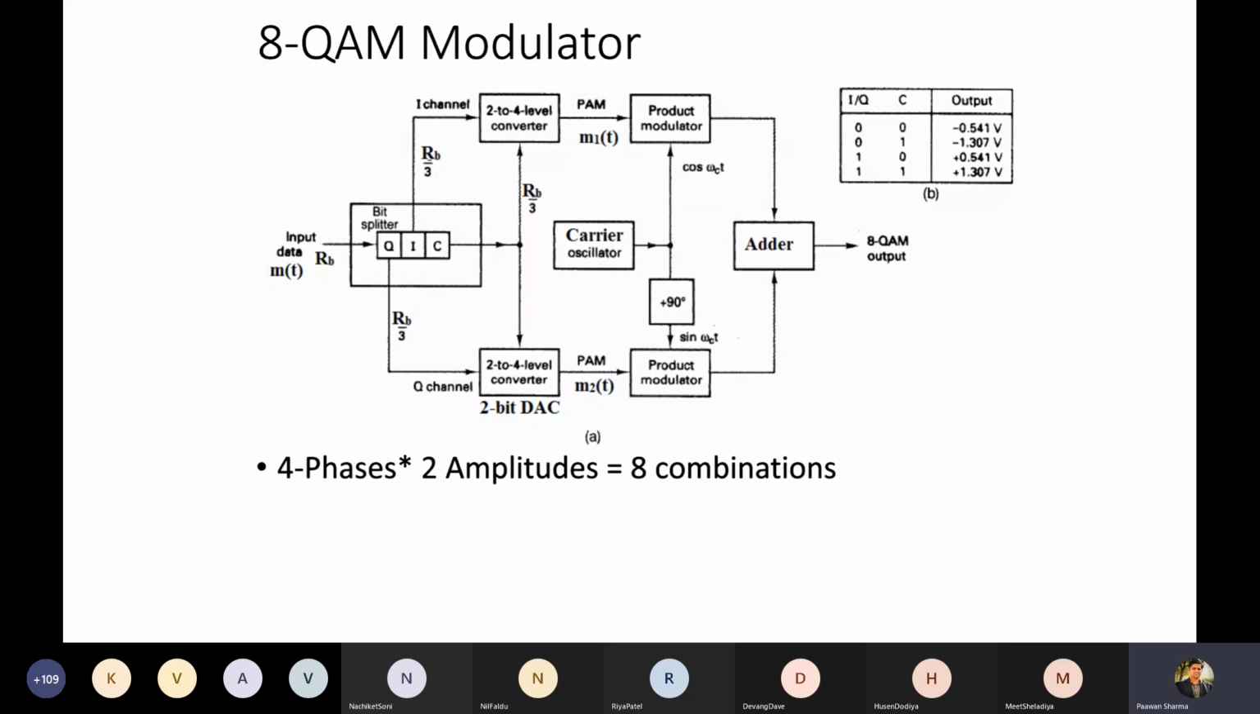This is the circuit. I think we'll do it in the next lecture. If you have any query, students, please ask, or else we are good to finish this session.